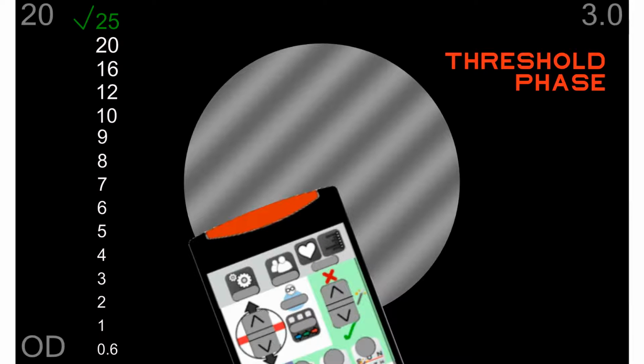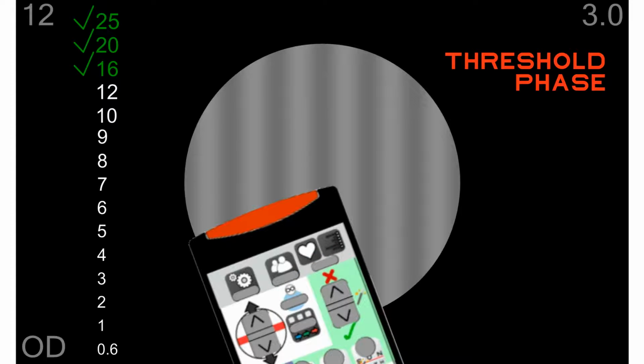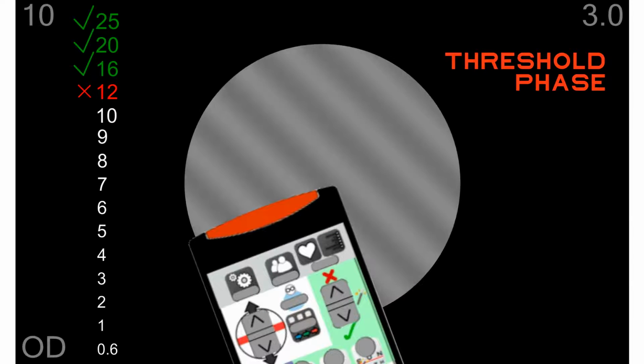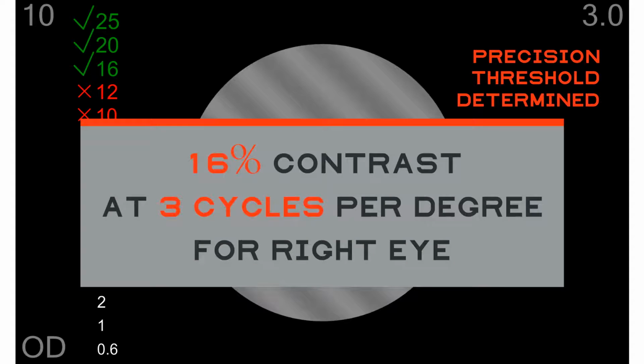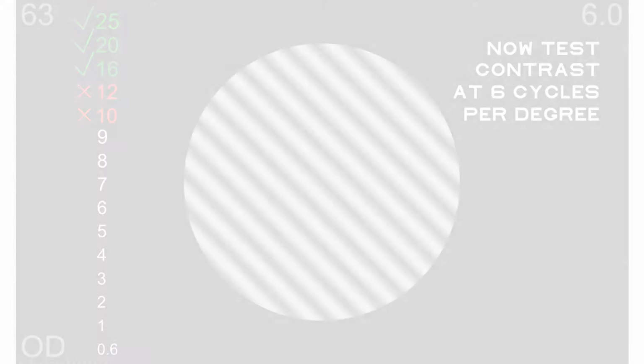The threshold phase follows, testing every level from the patient's last identified contrast level. To determine the contrast level with precision, each level is now tested. The application checks for 2 failed levels before moving on to the next CPD. The test continues, now testing 1.5, 3, 6, 12, and 18 cycles per degree.